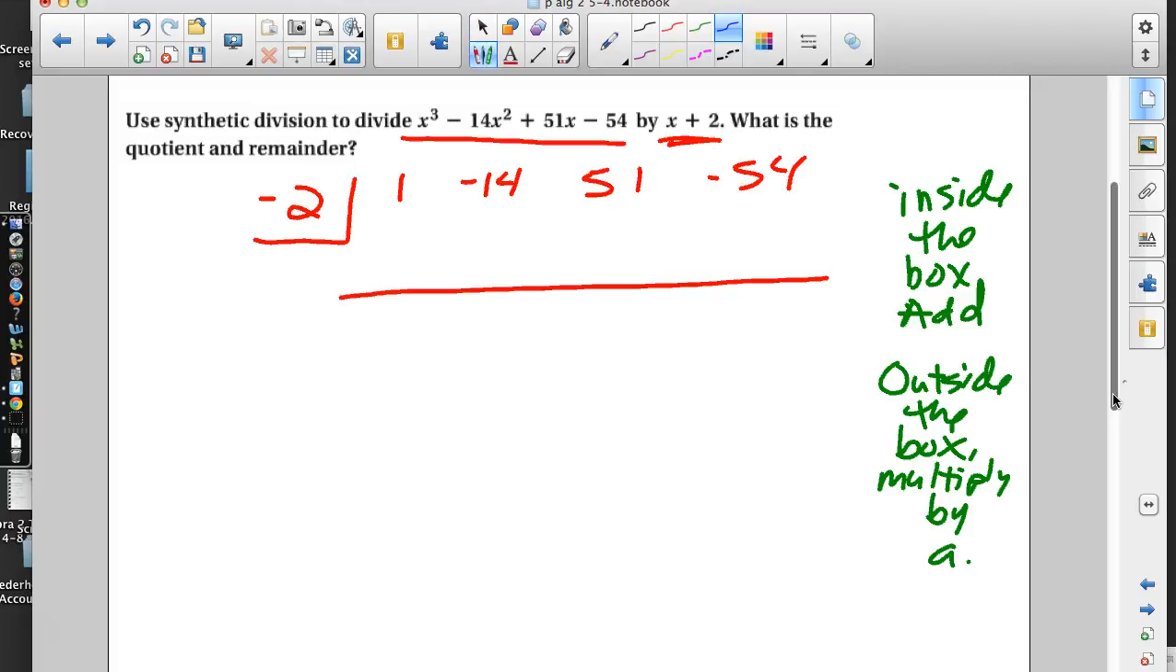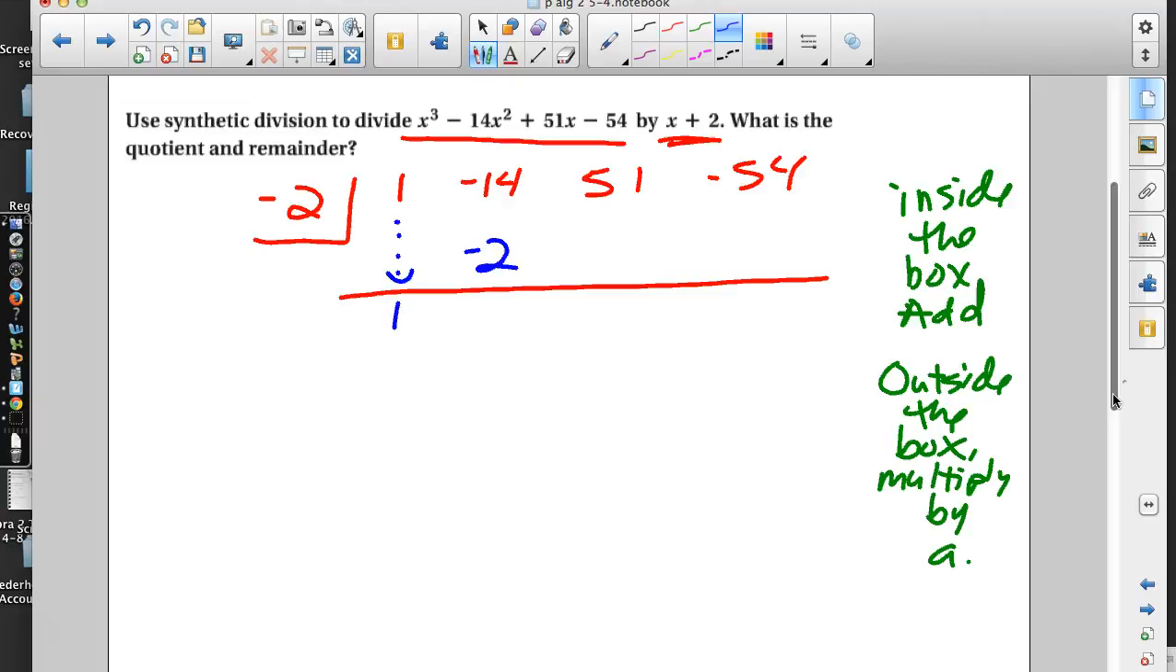Magic. It's called a leading coefficient for a reason. It's where we start. It leads the process. So we're going to bring this 1 down, and we'll always do that with the leading coefficient. The leading coefficient starts the process. But now I'm outside the box. And this process always goes outside the box, inside the box, outside the box, inside the box. Alternates from those two. So if I'm outside the box, I'm supposed to multiply by a. 1 times negative 2 is negative 2. But now I have to go back in the box.